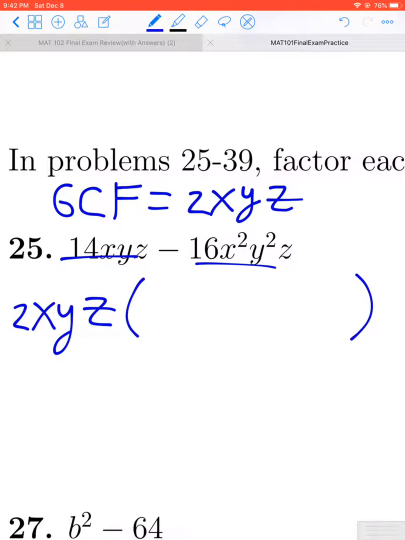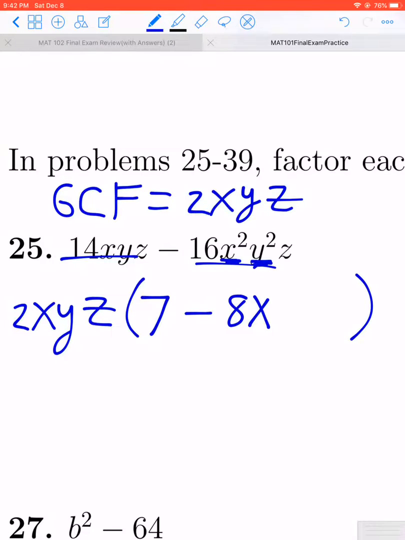2 goes into 14 7 times. I factored out all of the x, y, and z variables, so I just have a 7 there. 2 goes into 16 8 times. I started with an x squared, but if I'm pulling out 1 power of x, that means I'll still have 1 power of x left on the inside.